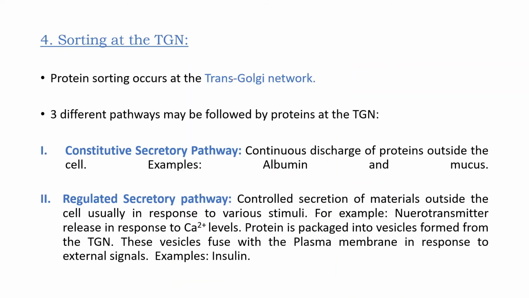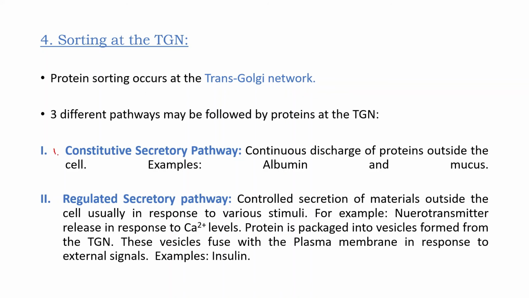Now, we move on to the last function of the Golgi bodies, which forms the basis of the entire vesicular transport, that is protein sorting. Sorting occurs at the trans-Golgi network. Sorting of proteins is a very important function of Golgi. There are three ways which may be followed by proteins at the trans-Golgi network.